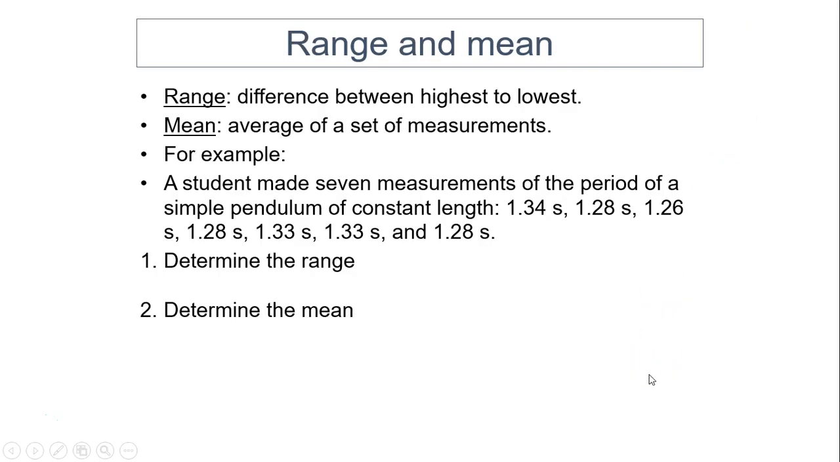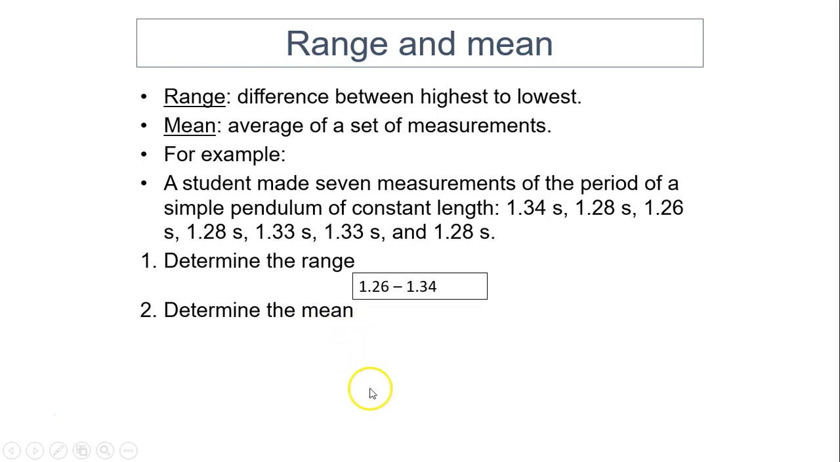The definition of range is the difference between highest to lowest. The definition of mean is the average for a set of data. For example, a student made 7 measurements of the period of a simple pendulum of constant length. Those are the given 7 values. Determine a range. According to the definition, the range is between highest to lowest. So you'll have lowest 1.26, the highest 1.34.